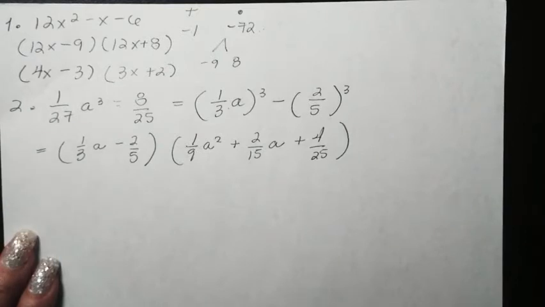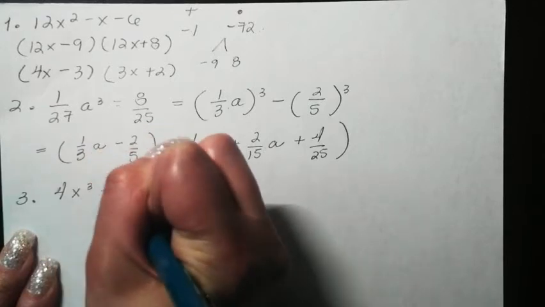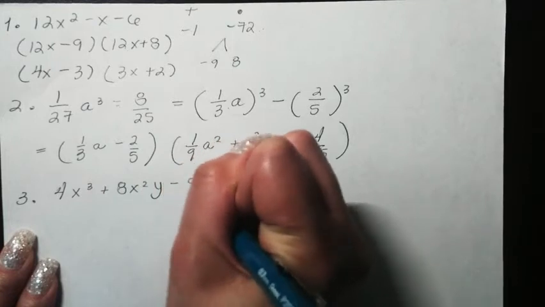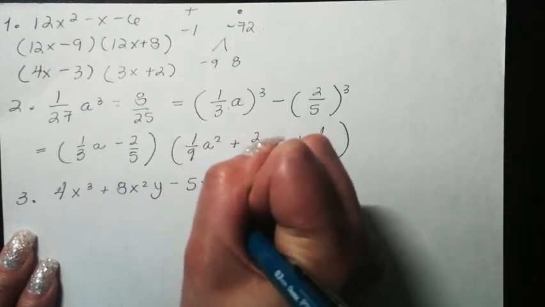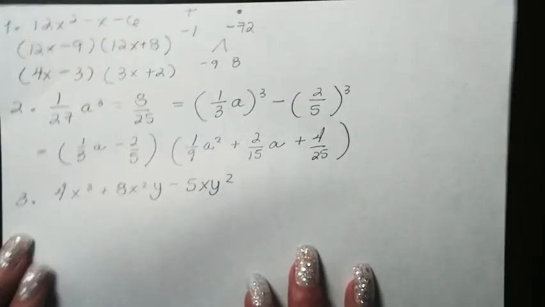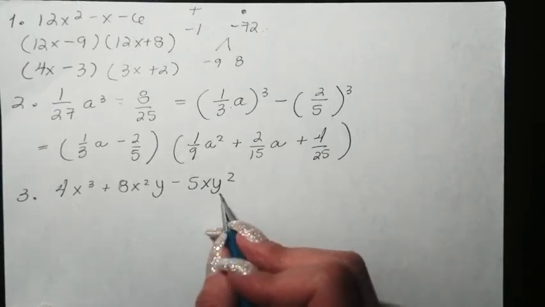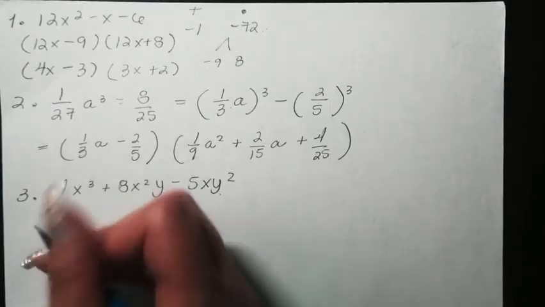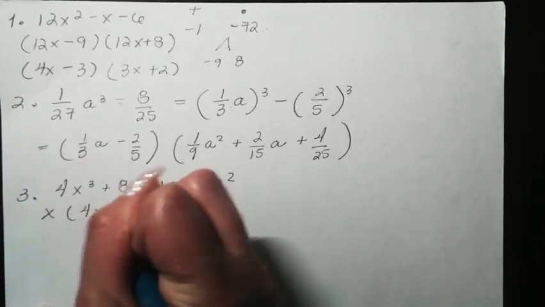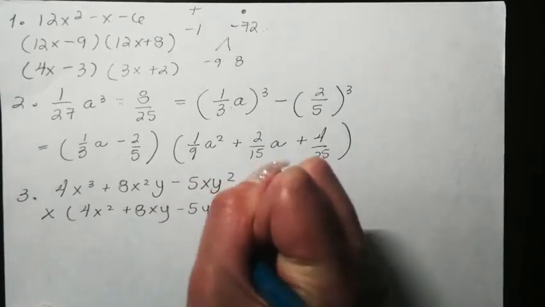Now for number 3, what do you have? You have 4x cubed plus 8x squared y minus 5xy squared. The first thing I recognize is that it's not as simple, so I need to recognize what they have in common. What I see they have in common is the x, so I take out the x. So you have x times 4x squared plus 8xy minus 5y squared.